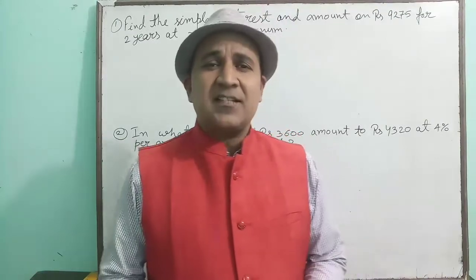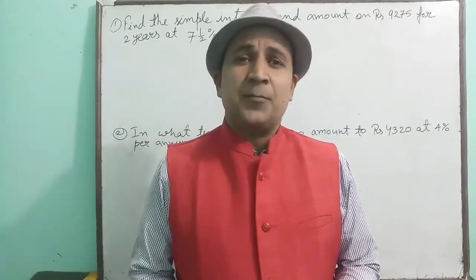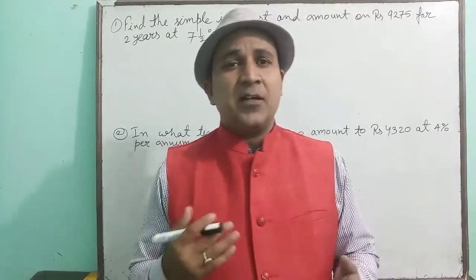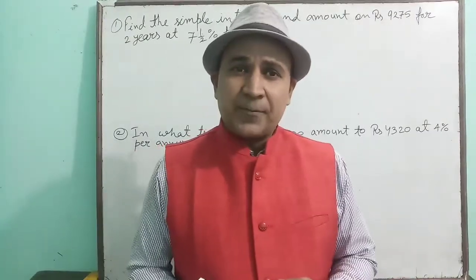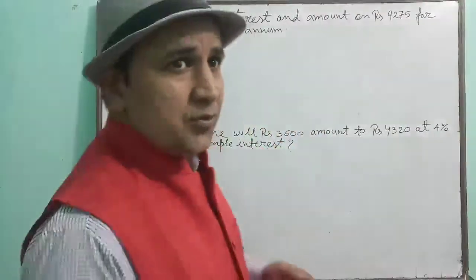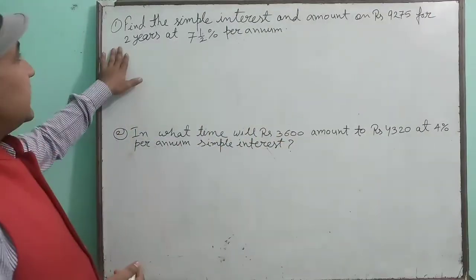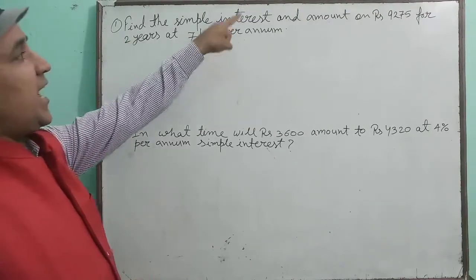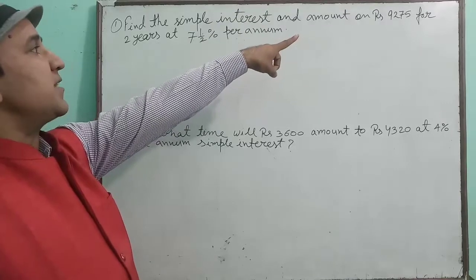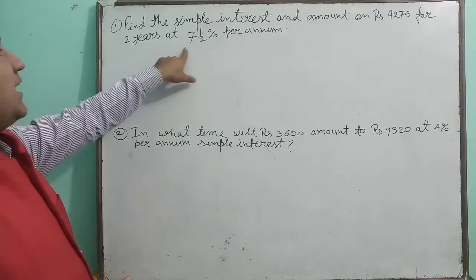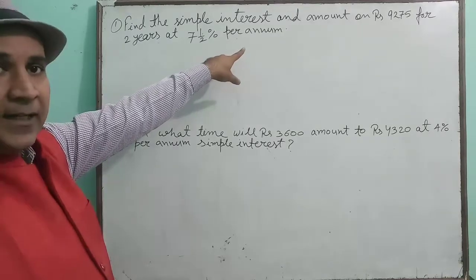Welcome back in mathematics class and we are studying the chapter simple interest. In previous class we have seen the formulae used in this chapter and we have done some questions also. Today we are going to see some more questions. See the first question I have written here. Find the simple interest and amount on rupees 9,275 for 2 years at 7.5% per annum.